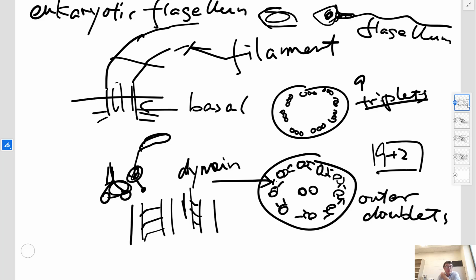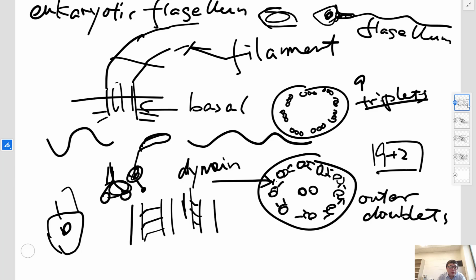And all nine doublets are regularly coordinated. So in this case, it can bend the flagellum, and this is called a planar wave. In the sperm, the sperm tail always swims with this planar wave to drive the sperm forward.